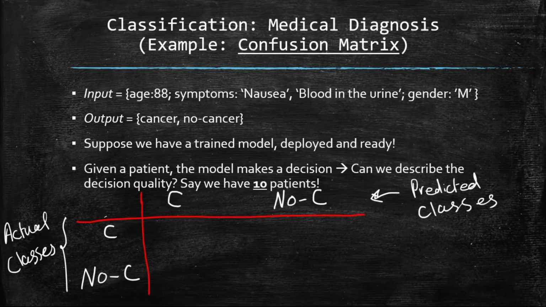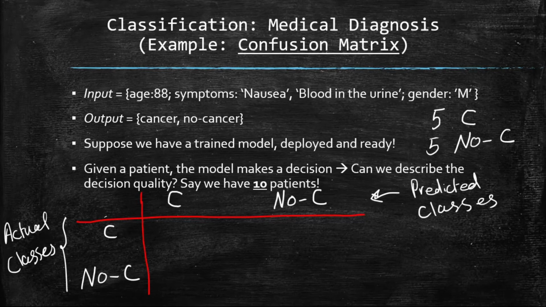So say out of 10, we actually know, we have labels, right? We know the truth, that we have 5 cancer patients and 5 no-cancer patients. So that is the ground truth. That is what we know. That is the truth, right? So say your machine has predicted the cases like that, right?